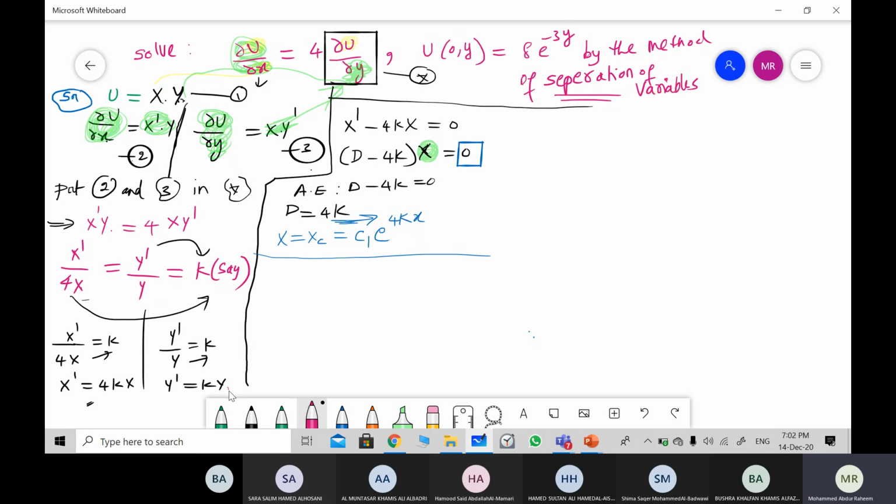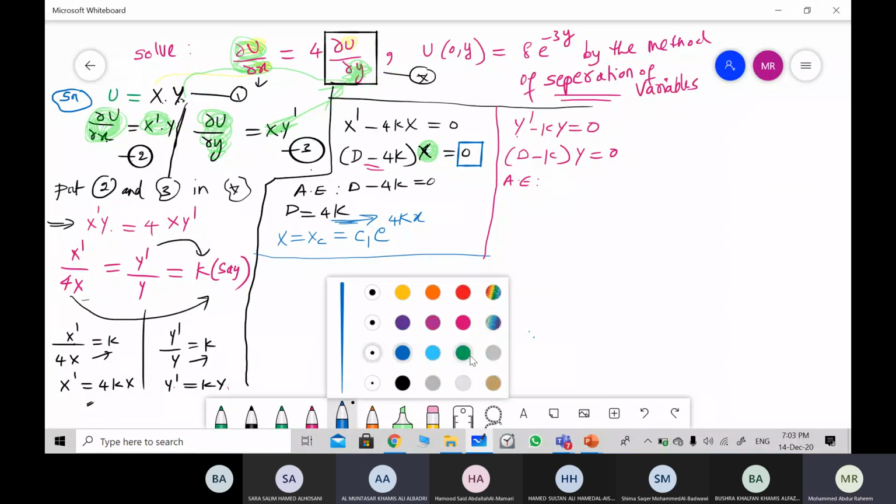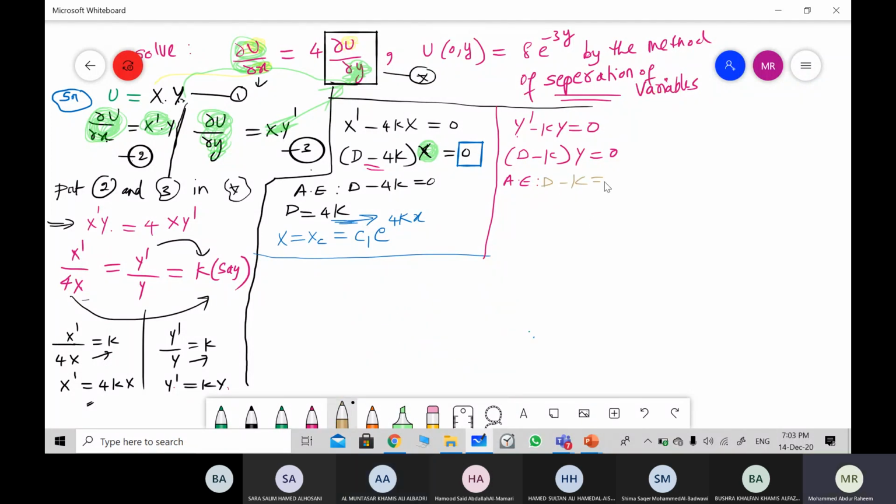This model now, this one. What is that? y dash is equal to ky, so y dash minus ky equals 0. Here also I will write like this. For y dash, come on, how much? Auxiliary equation, how much? The coefficient of y dash is 1, so the equation is m equals k.